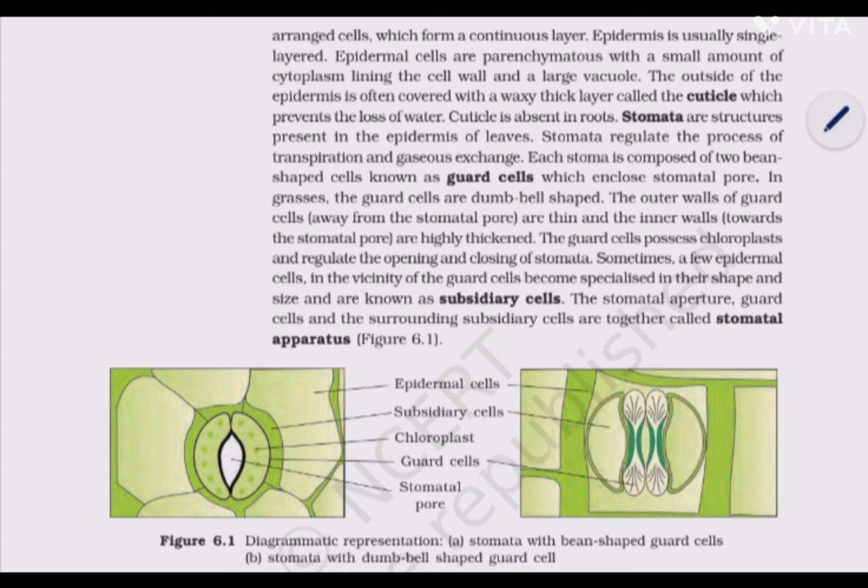Sometimes a few epidermal cells in the vicinity of the guard cells become specialized in their shape and size and are known as subsidiary cells. The stomatal aperture, guard cells, and the surrounding subsidiary cells are together called the stomatal apparatus.